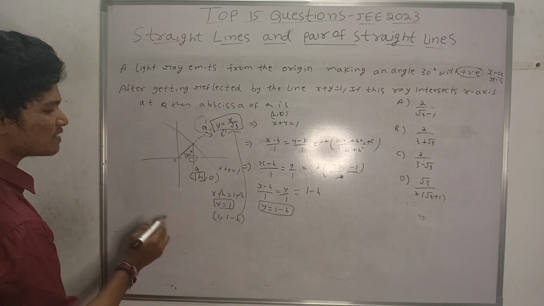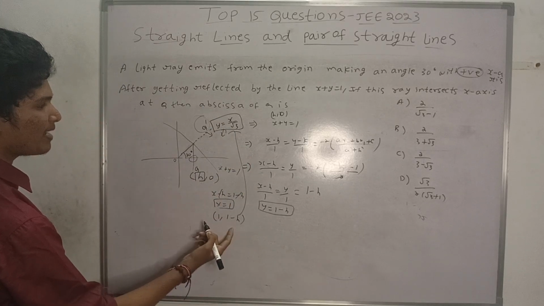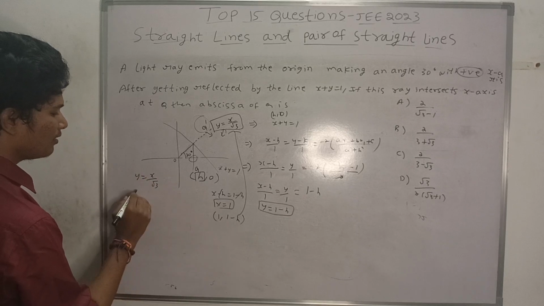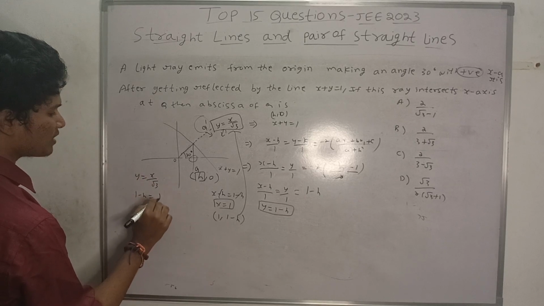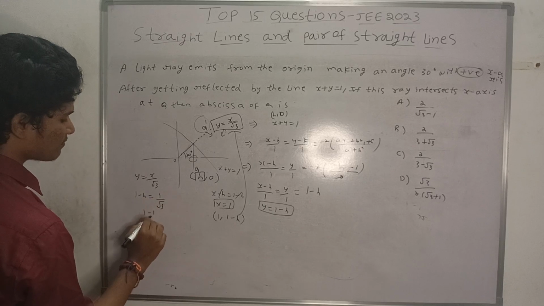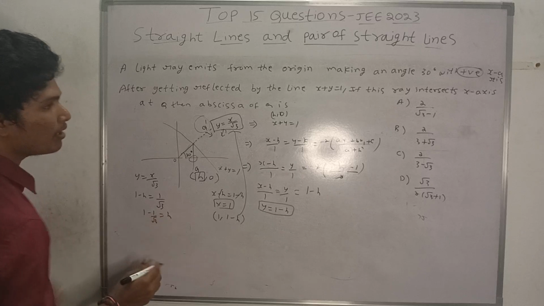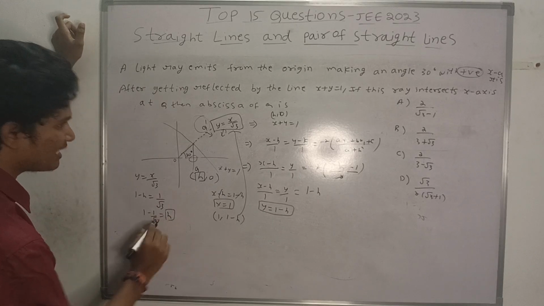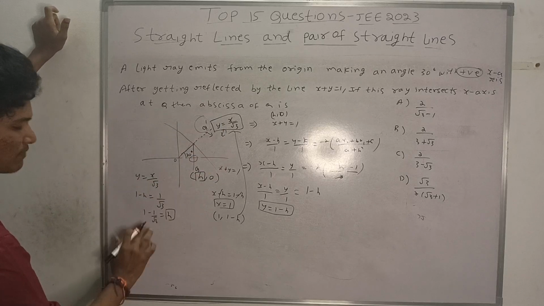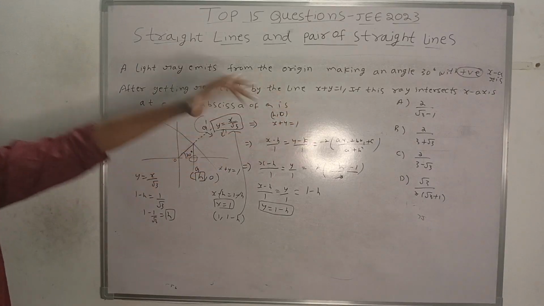So when we substitute this point, that is 1 comma 1 minus h, in this line, that is y equal to x by root 3, we will get 1 minus h equal to 1 by root 3, and we will get 1 minus 1 by root 3 equal to h. We got the value of h. That is the required answer, that is abscissa, that is h. The h is 1 minus 1 by root 3, but there is no option here.